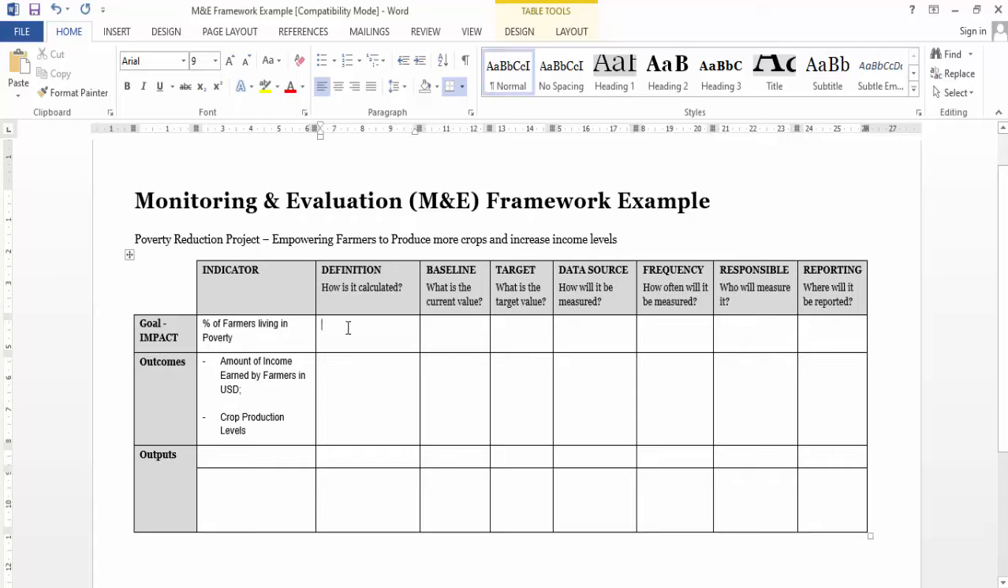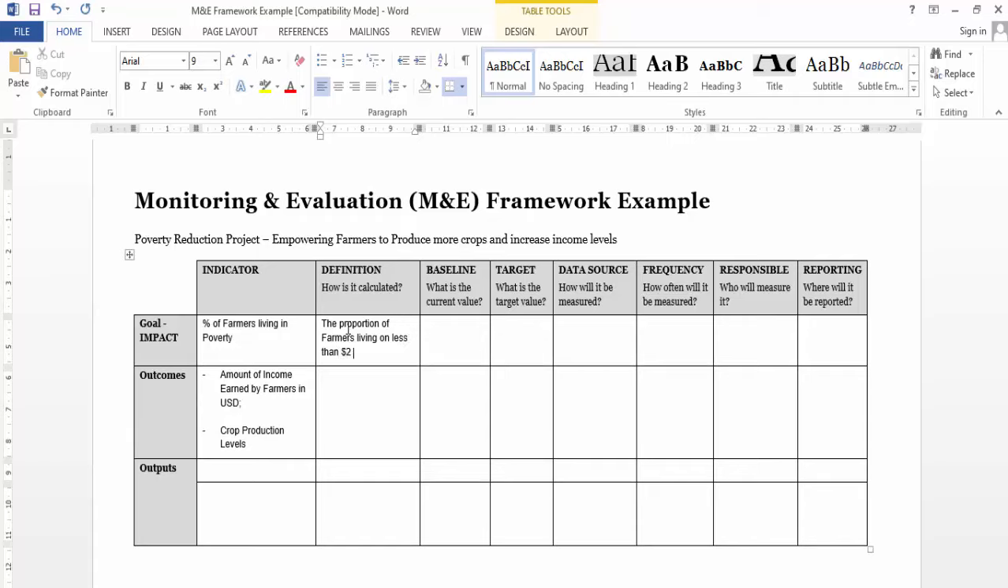Okay, so now how do we define? So we need to define, what do we mean by percentage of farmers living in poverty? So this definition could be the proportion of farmers living on less than $2 a day.